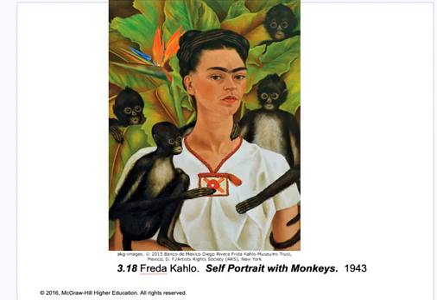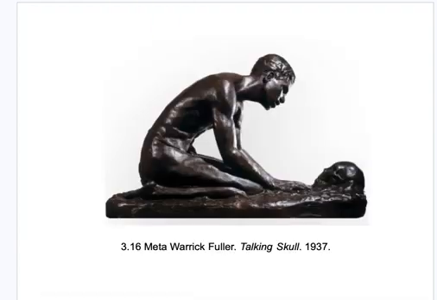So this one, I can't remember what the purpose of the monkeys is. She oftentimes would put monkeys, a common theme in her artwork, but a lot of it would have to do with the pain that she suffered. She was in chronic pain the rest of her life due to that streetcar accident. So that's one example of looking inward, her personal human experience and how she expressed that through her artwork.